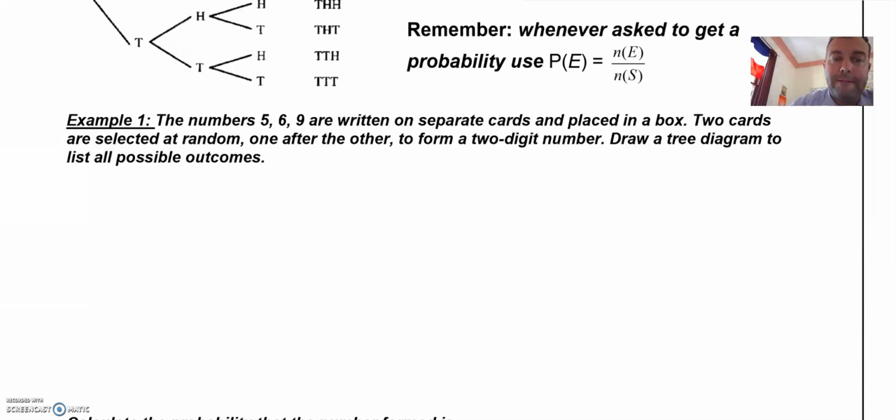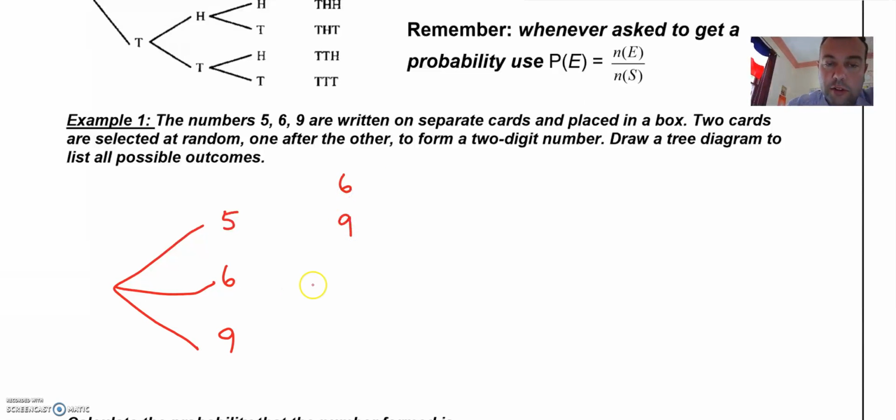My first stage could be either a 5, a 6, or a 9. We see there are 3 possible outcomes for the first stage. Now, if the first one is 5, then the second one can't be a 5. It could only be a 6 or a 9. If I draw a 6 first, it could be a 5 or a 9 the second time. And if it was a 9 first, then it could only be a 5 or a 6 the second time.